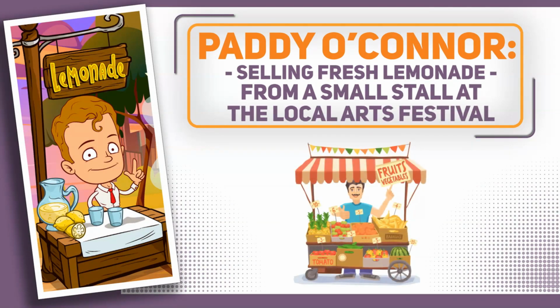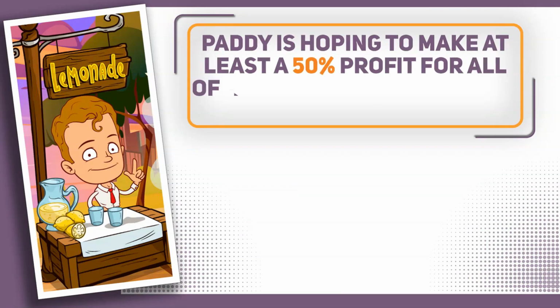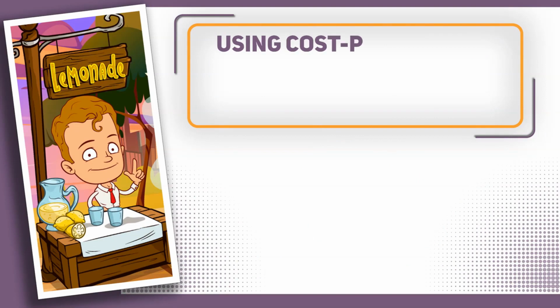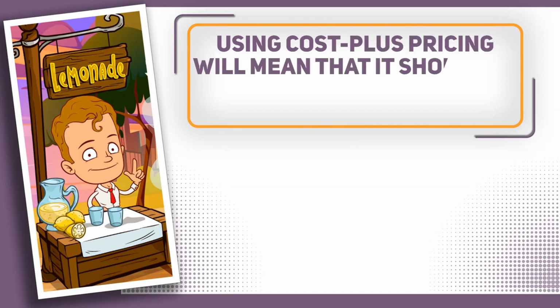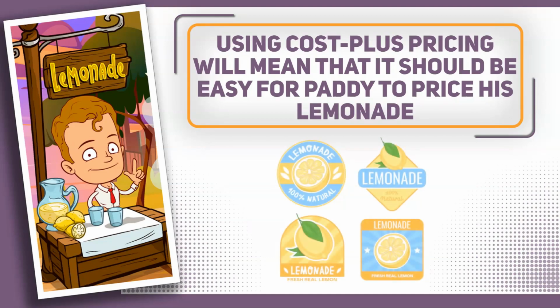The event is taking place in his village and is expected to have over 2,000 visitors throughout the day. Paddy is hoping to make at least 50% profit for all of his efforts by the end of the weekend. Using cost plus pricing will mean that it should be easy for Paddy to price his lemonade so that if every glass is sold, he will have made his target of 50% profit.